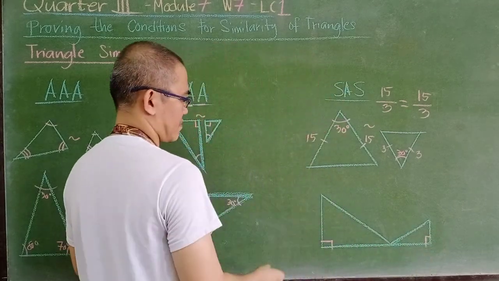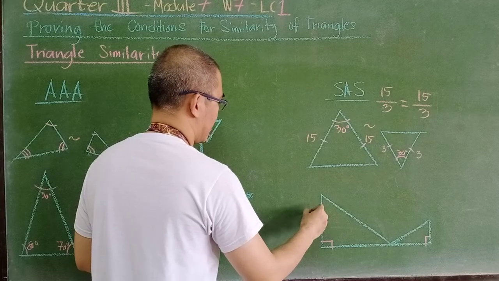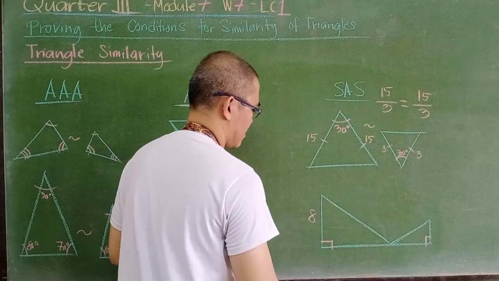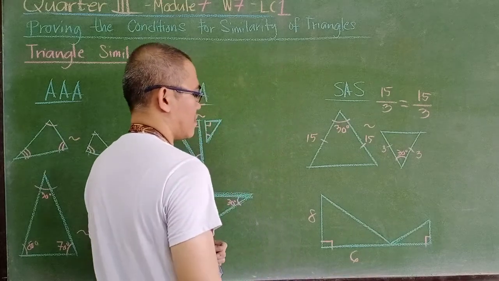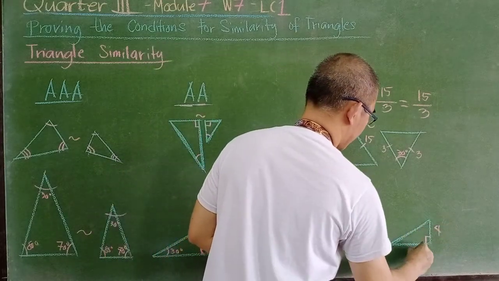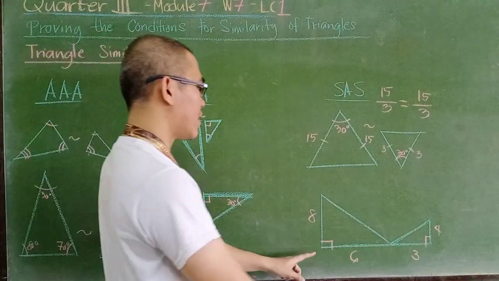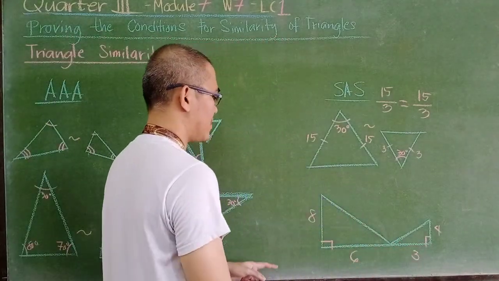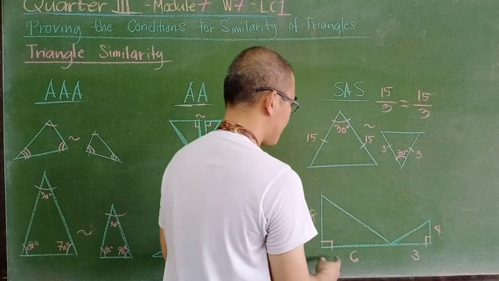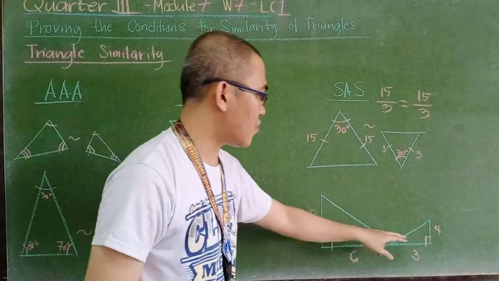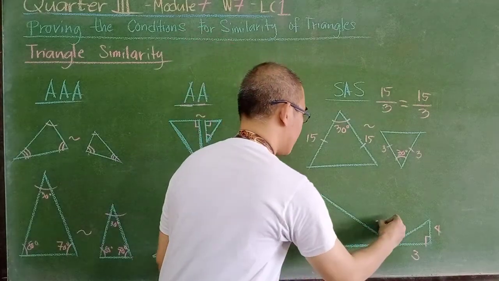And then, let's say this is 8, this is 6, this is 4, this is 3. So kapag meron kang dalawang angle na congruent, tapos meron kang dalawang corresponding sides na proportional, ibig sabihin, itong dalawang triangle na to, similar sila.